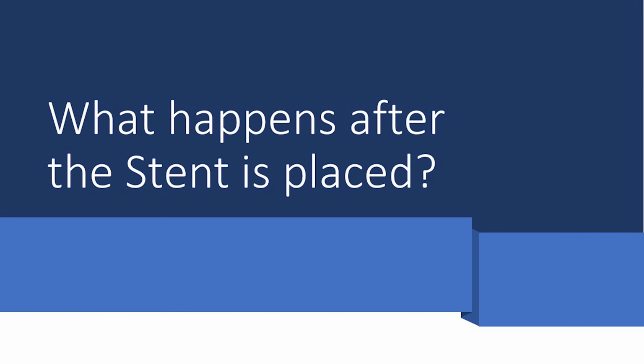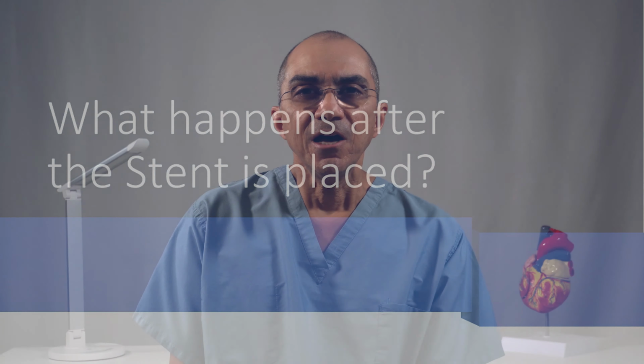What happens after the stent is placed? After the stenting procedure is done and the blockage is cleared, the patient is then admitted to the intensive care unit or the coronary care unit for observation of complications, either arising from the heart attack itself or arising from the cardiac catheterization procedure. The patient is given aspirin to take for life and another platelet blocking agent for a minimum of 12 months. The other agent can be either clopidogrel, ticagrelor, or prasugrel.